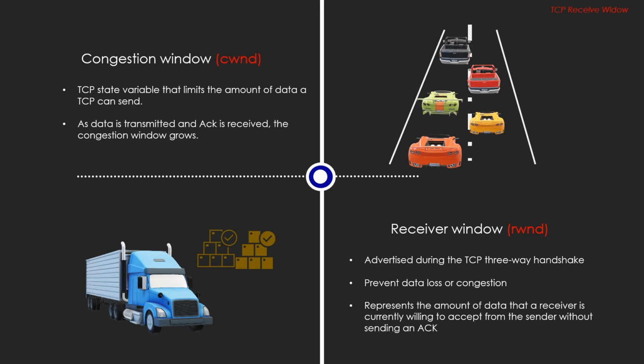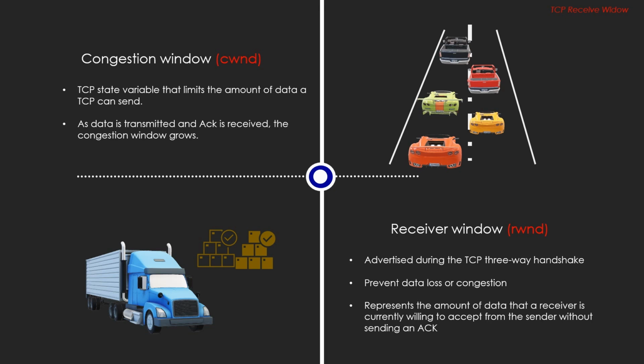The receive window, RWND, is a fundamental concept in TCP that is used for flow control during data transmission. It represents the amount of data that a receiver is currently willing to accept from the sender without sending an acknowledgement. The receive window dynamically adjusts during the TCP connection based on various factors such as buffer space, network congestion, and the processing capability of the receiver.